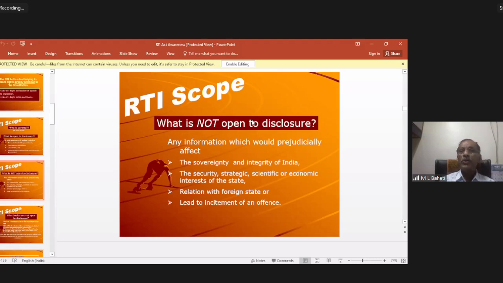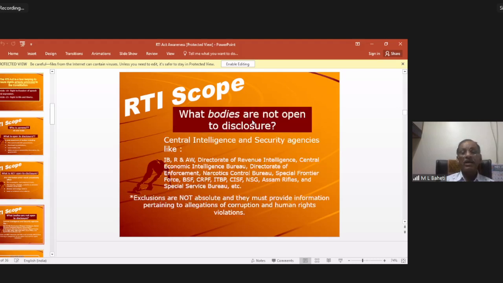What is not open to the disclosure? Any information which would prejudicially affect the sovereignty and integrity of India, security, strategic, scientific, or economic interest of the state, relations with the foreign state, or lead to incitement of an offense. These four types of disclosures are not open in RTI.